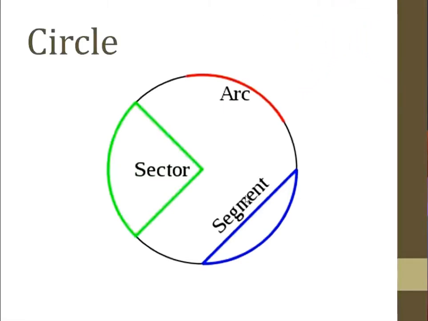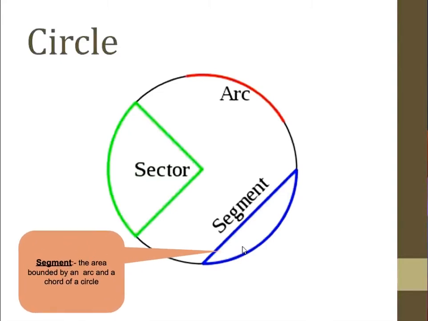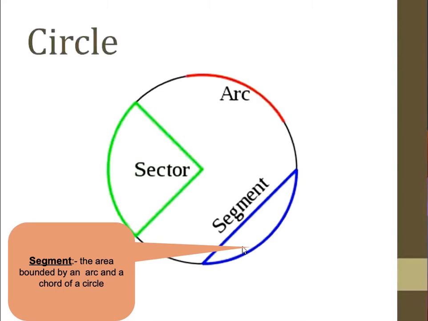Let's talk again about a segment. We mentioned a chord before. A chord is a line that is drawn inside the circle with both ends touching the circumference, right? So the chord will result in the formation of segments. We have the segment that is on the upper part of the chord and a segment that is on the lower part of the chord.